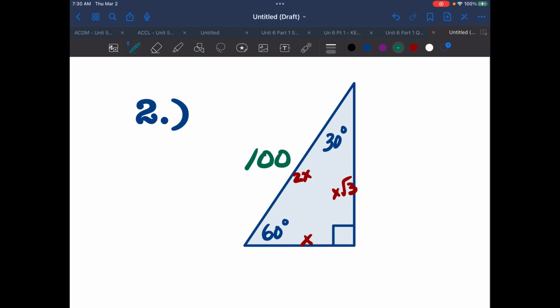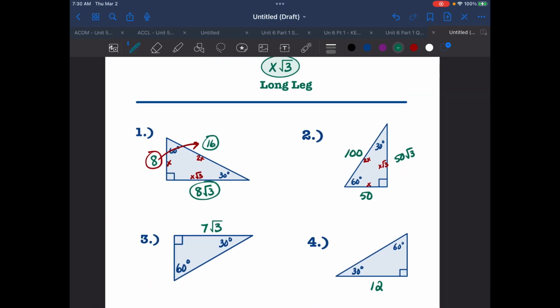So now let's take a look at what to do here. I need to go from the 2X side to the X side. So according to our rules, we're going to divide by 2. What will be the length of the short leg? It's going to be half of 100, which is 50. What do we do to the short leg to get the long leg? We're going to have to make X into X radical 3. The rule is multiply by radical 3. So what will be the length of the long leg across from 60? We're going to take 50 times radical 3, and that'll give us 50 radical 3. All right, let's keep it going here.